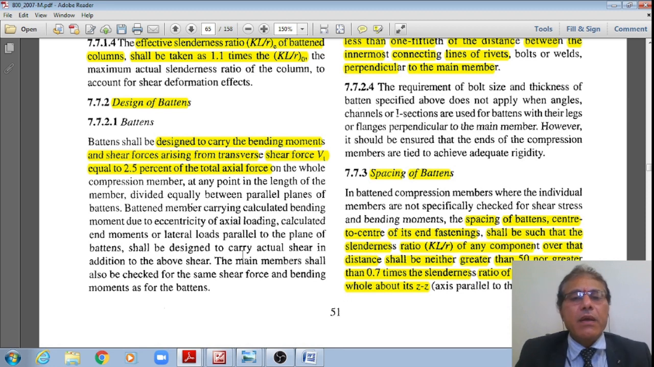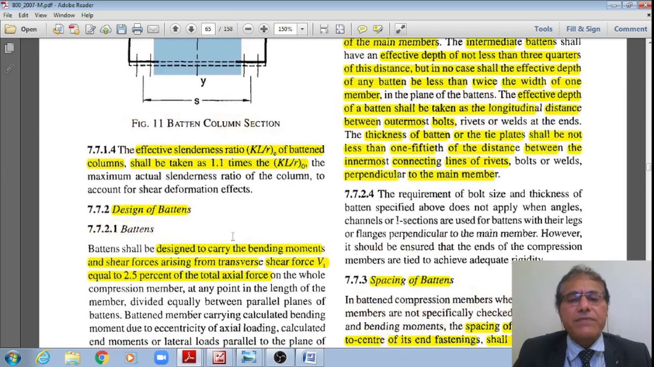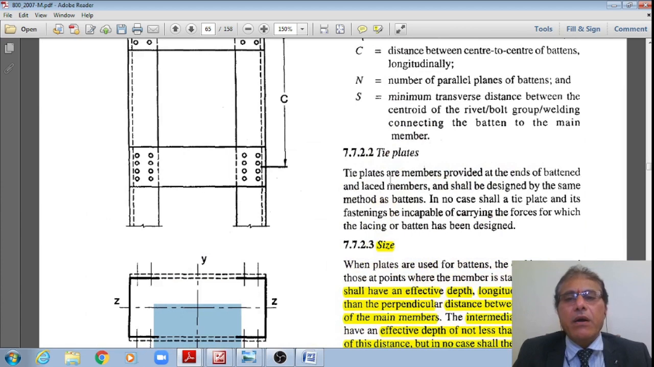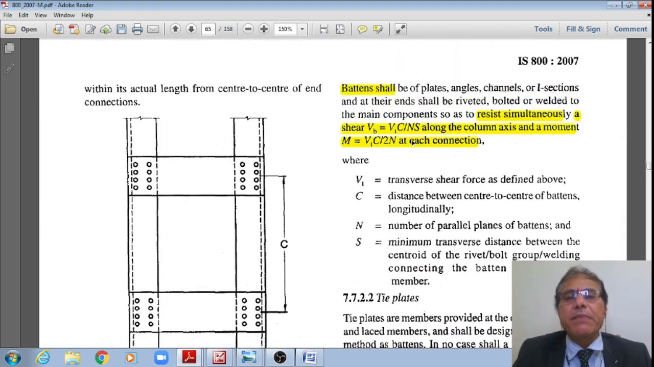However, this force shall be divided equally among these parallel planes of the battens, right? And the battened member carrying calculated bending moment due to eccentricity of the axial load, calculated end moments and lateral loads parallel to the plane of the batten, shall be designed to carry actual shear force. Please make a note that we will see during design, in addition to the above shear force, this main member shall also be checked for the same shear force and bending moment as for the batten. Now let us see what those shear forces and bending moments are.